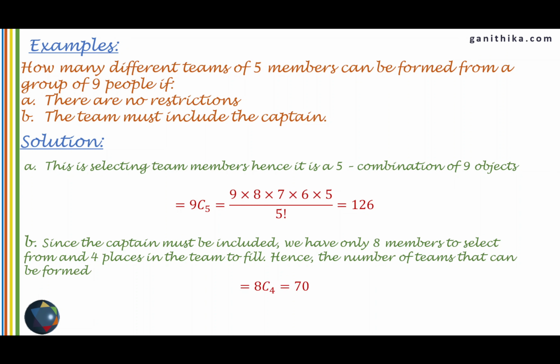Whereas the second question has the captain in the team. So out of 9 people, there is a captain, and out of 5 members in the team, the captain is to be placed. Therefore, the total number of people becomes 8, and the number of members in the team becomes 4, because 1 member is already fixed as captain. So you have 8 people out of which you have to choose 4 members. Therefore, the choice is 8C4 and the answer is 70 if you use your formula for this.